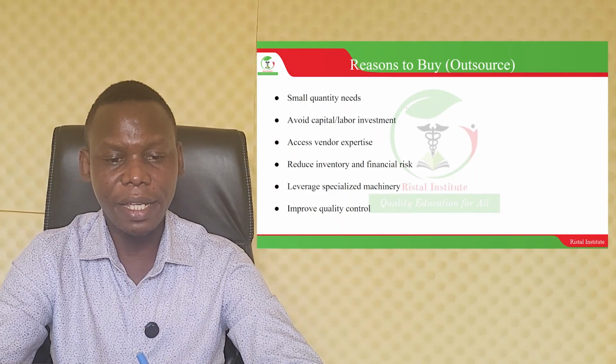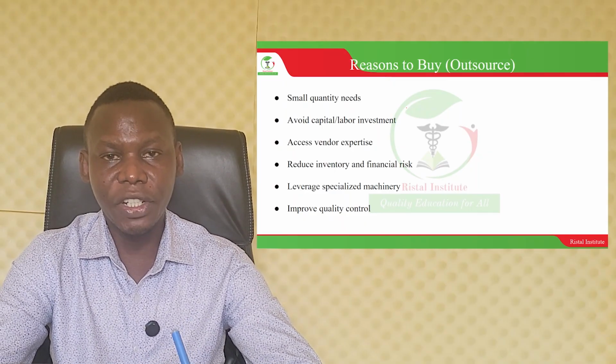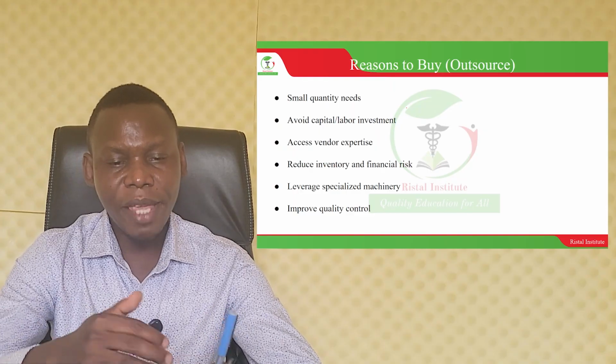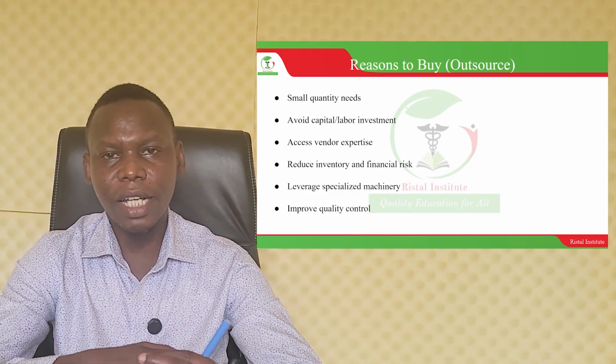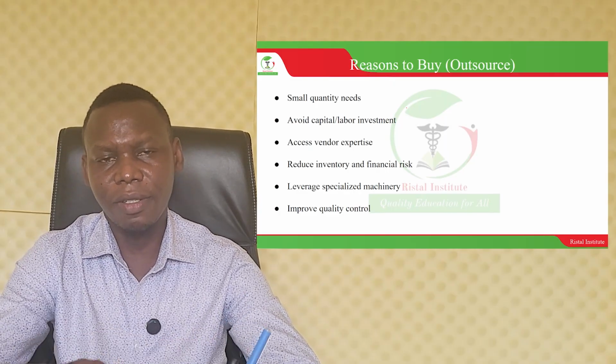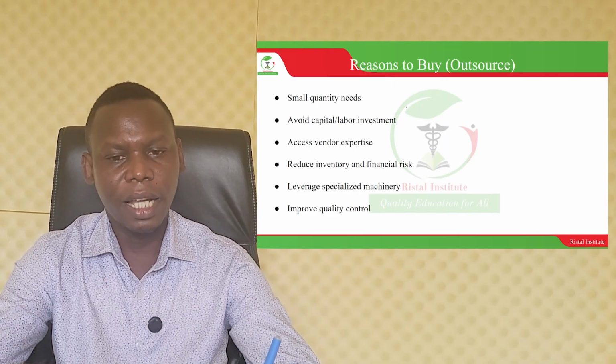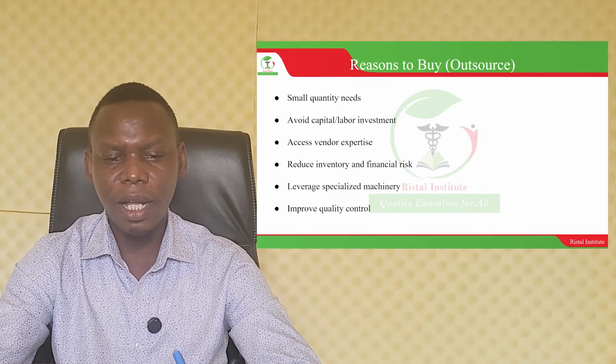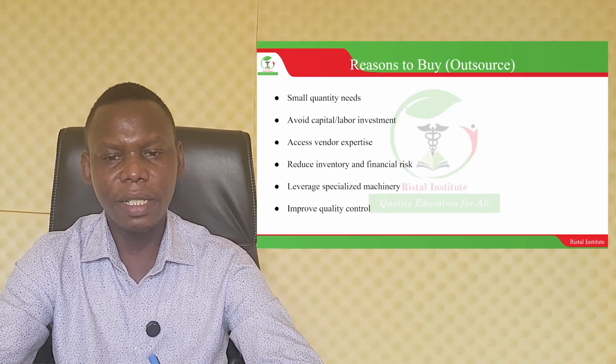Leverage specialized machineries. Maybe the machinery is needed in the production, but the company does not have access to them or does not have the capability to own them. The company will buy. Improve quality controls, the company will buy.